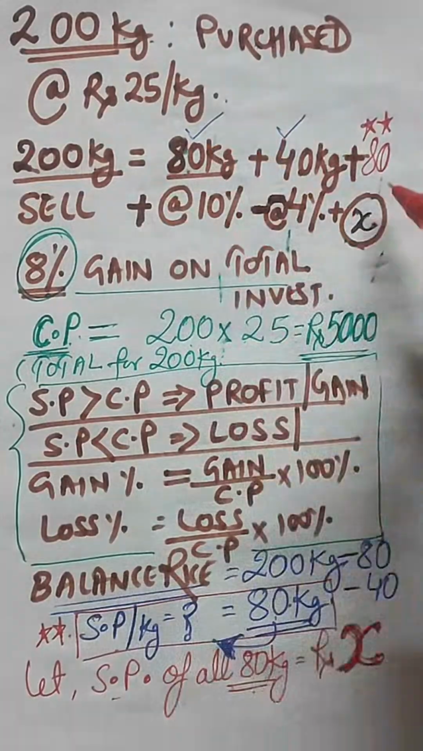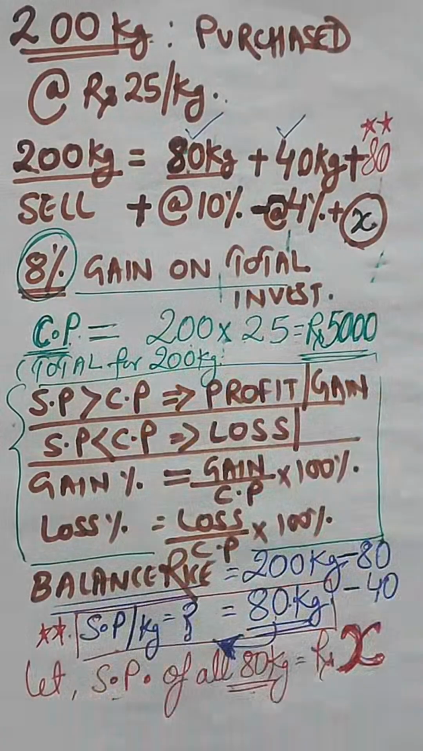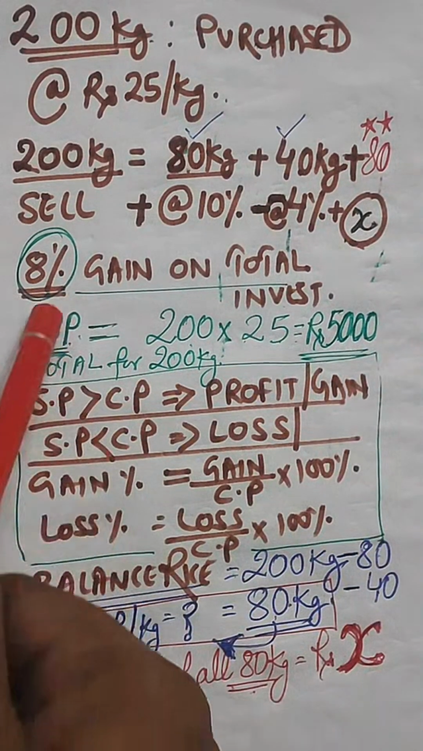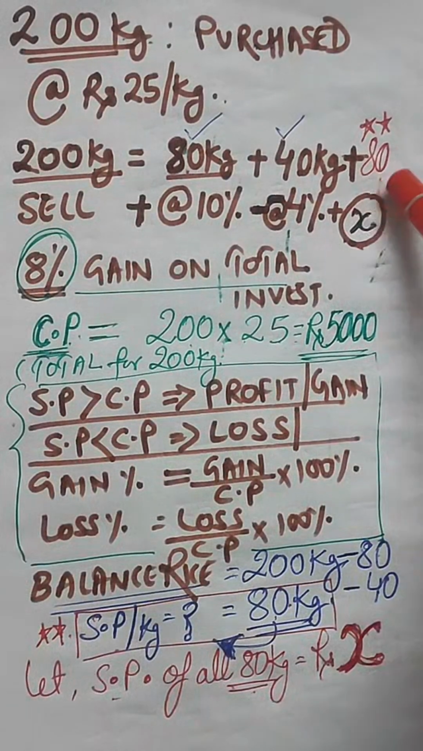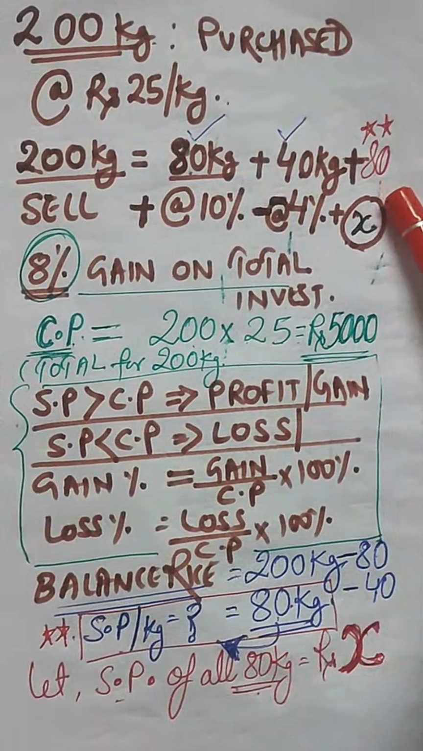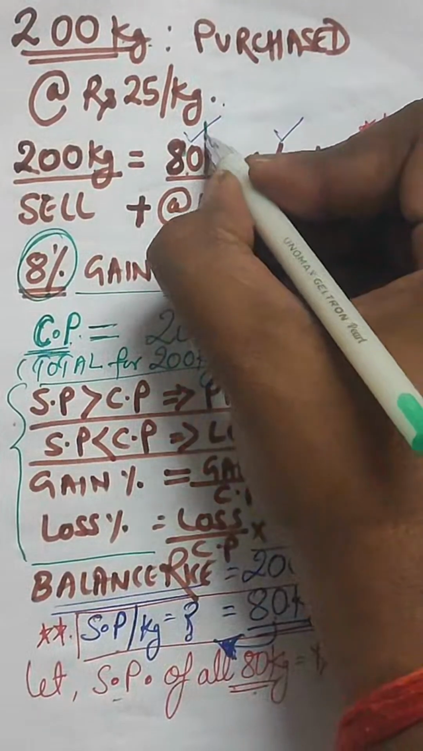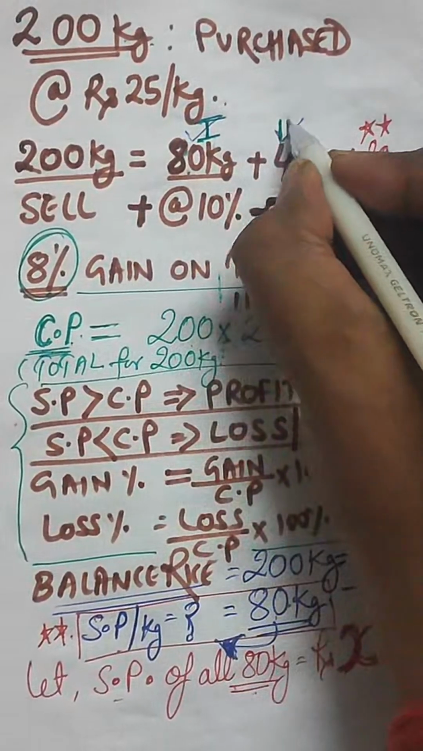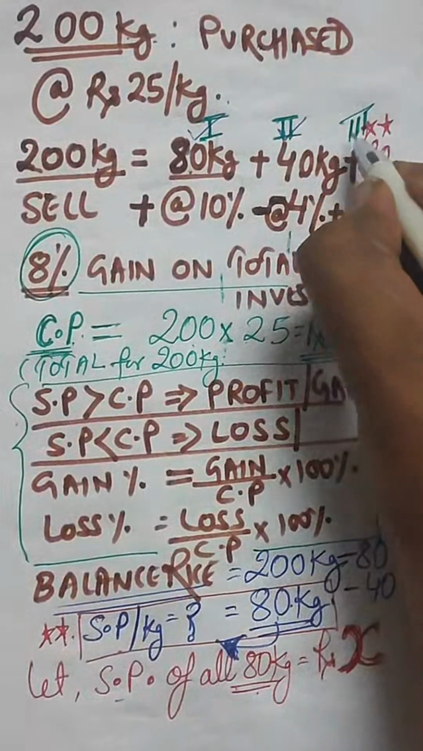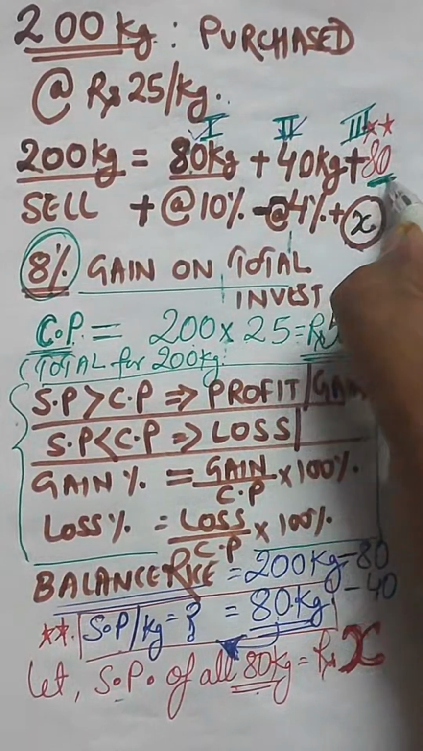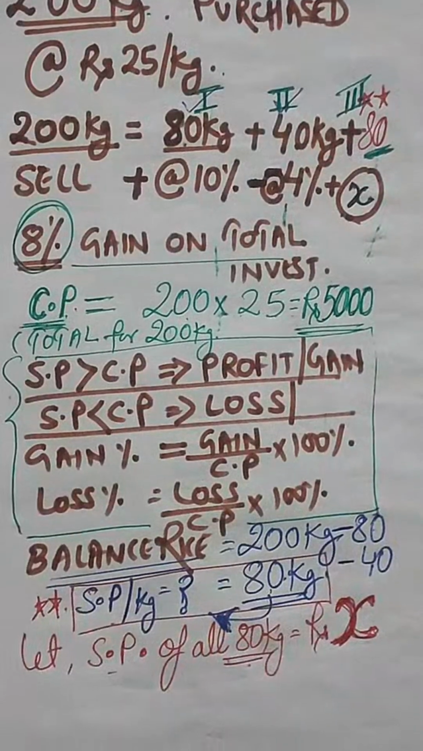And on the entire selling, he needs to make a gain of 8%, right? To make a gain of 8%, what is the sale price of this last 80 kg, the third part? Okay, that we need to calculate. So this was the first part, 80 kg, and this other 40 kg is the second part, right? And the third part is this 80 kg, this one, right? Now quickly closing the second step of the question.